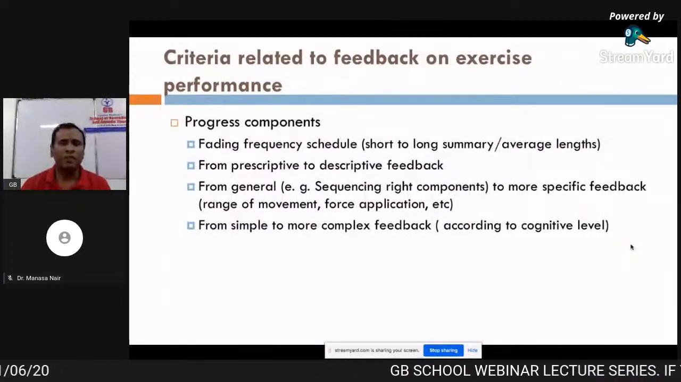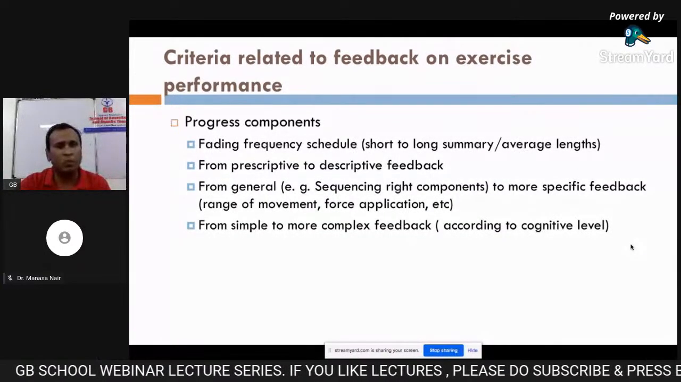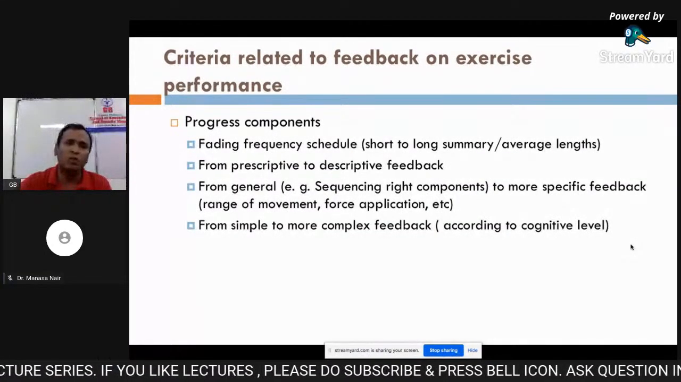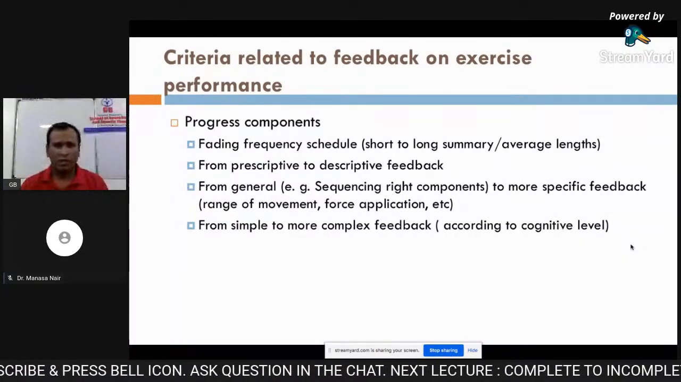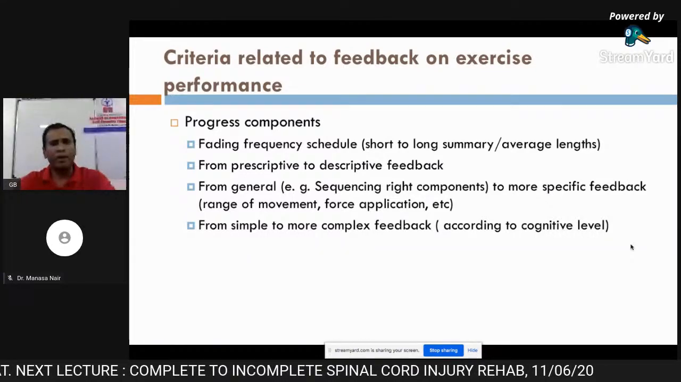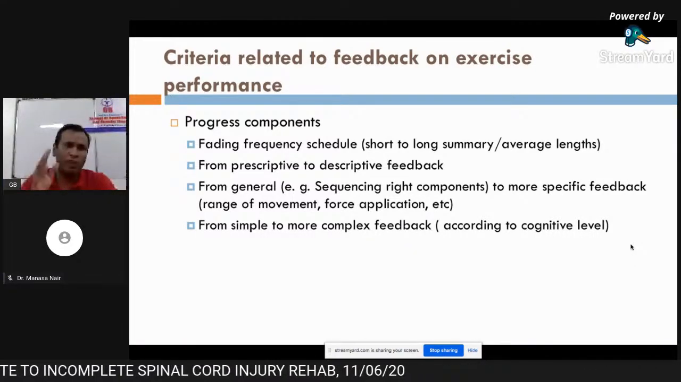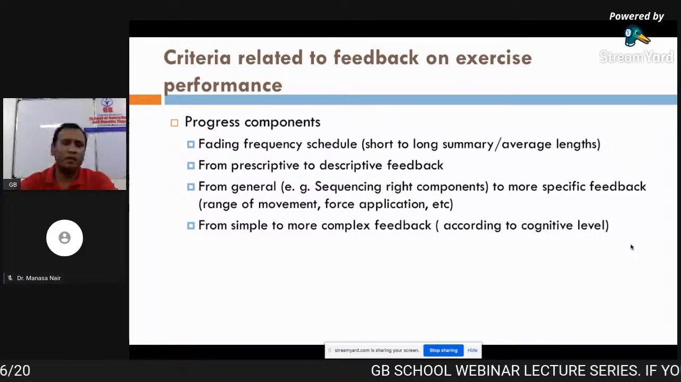Now as I said, to keep them engaged, there should be a progression component also. How you do the progression of the exercise is very, very important. So the fading of frequency schedule: whenever you are giving feedback, there has to be a fading of frequency schedule, in the sense of how frequently you are giving the feedback.